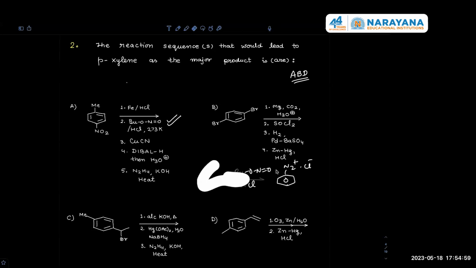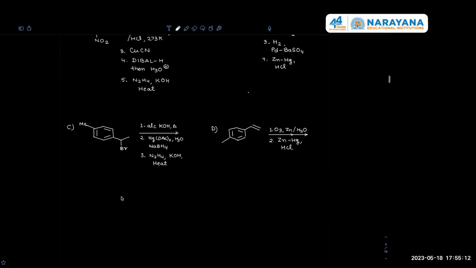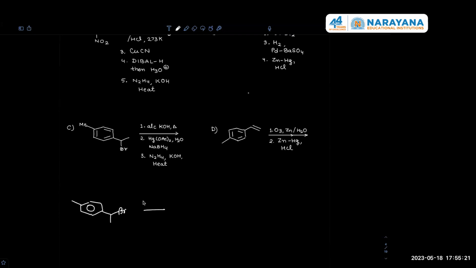One student is asking: explain the second step in C option. In C option, we have this compound, right? This is methyl. Here we have this Br, right? So with the alcoholic KOH condition, that is elimination basically.